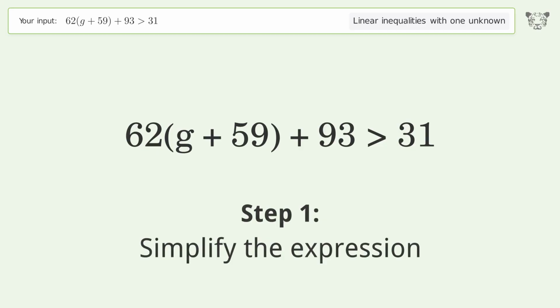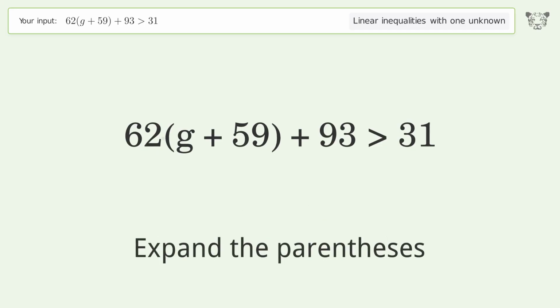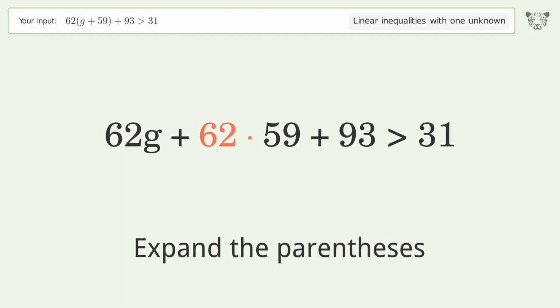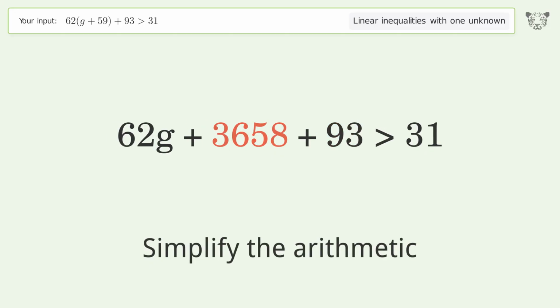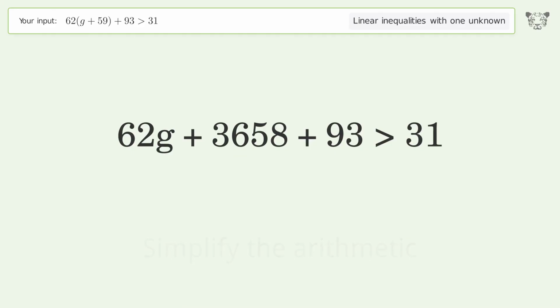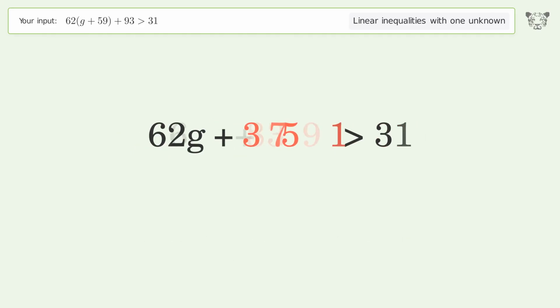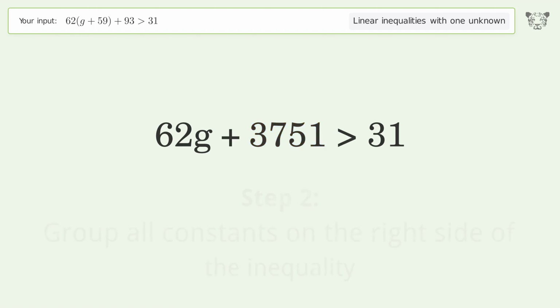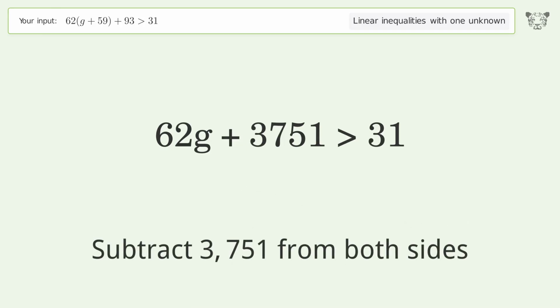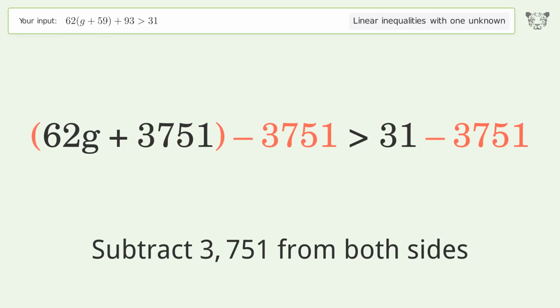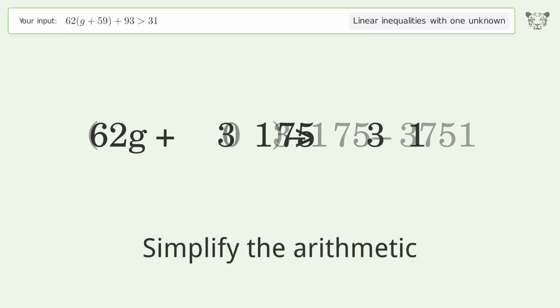Simplify the expression. Expand the parentheses. Simplify the arithmetic. Group all constants on the right side of the inequality. Subtract 3,751 from both sides. Simplify the arithmetic.